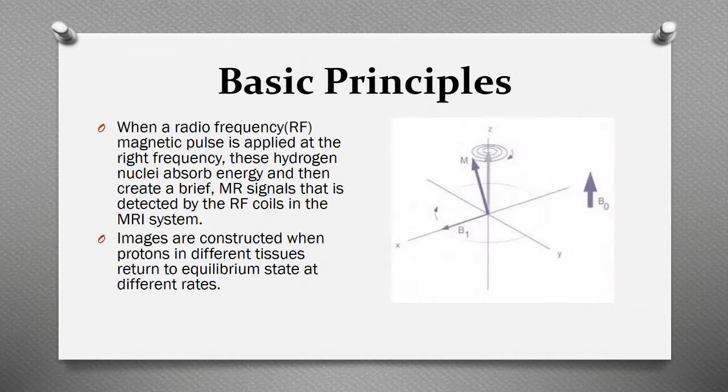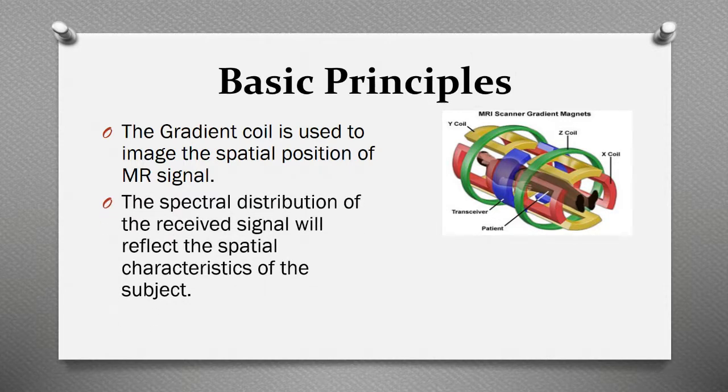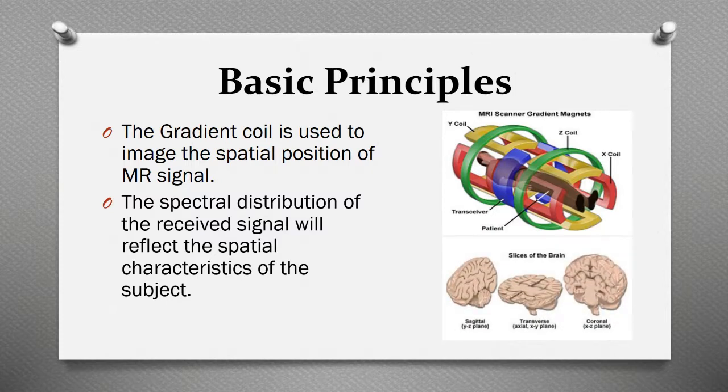Exposing these hydrogen atoms to a radio frequency wave will step them out of equilibrium. The proton will jump into a higher state by absorbing that energy. Then removing the radio frequency signal will bring them back to the equilibrium position. This will generate a signal. The gradient coil by itself generates a secondary magnetic field over the primary field and is used to image the spatial position of the MR signal. This in short has described how the MRI system generates a 3D soft tissue image.